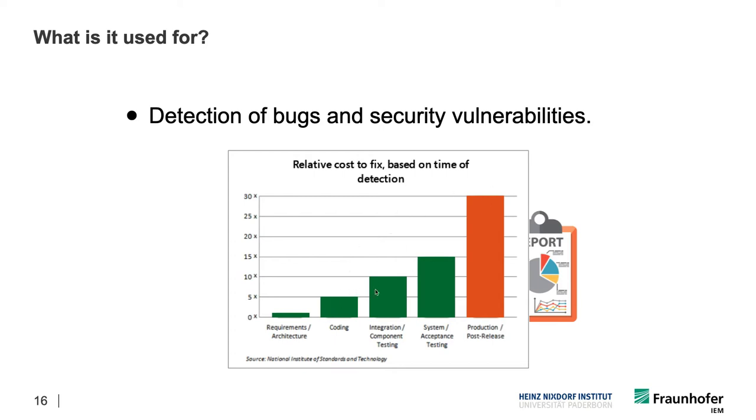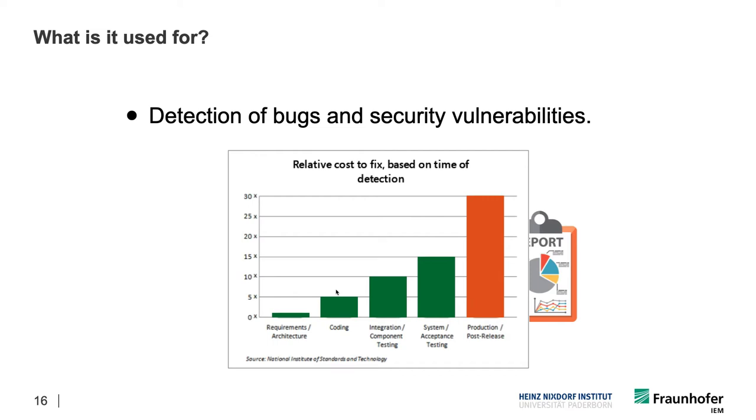Luckily, what you see here is that if you apply static analysis and related means in your software development lifecycle, then you have the opportunity to catch bugs early. So you can find them at this stage, and this means that the cost of fixing these bugs is actually relatively low. There are many studies that have shown this.